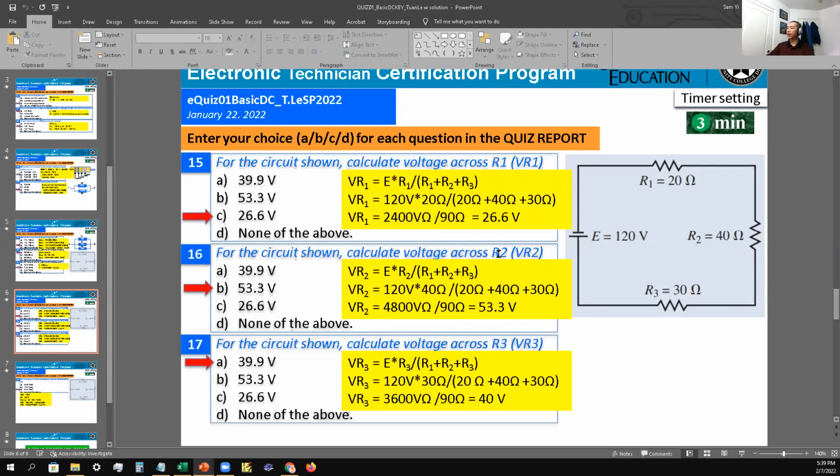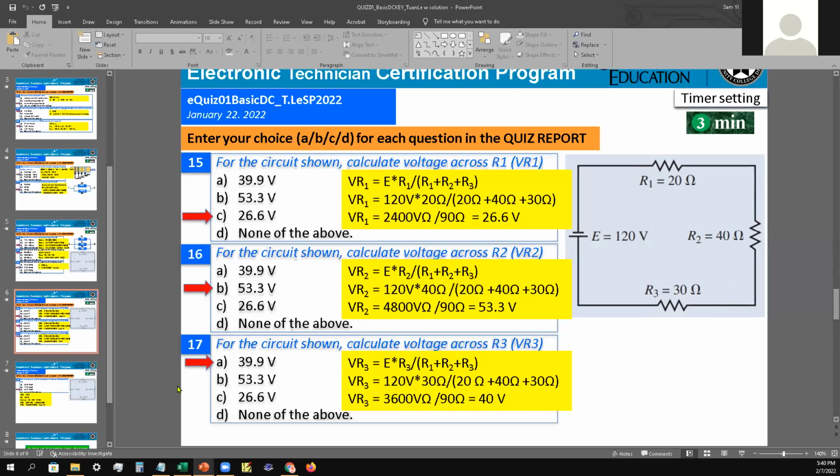Okay, number 16, calculate the voltage across R2. R2 is 40 ohms. So if you take 1.33 times 40, it's approximately 53.3 volts. So the answer is B as in Bob for number 16. Number 17, for the circuit shown, calculate the voltage across R3, or VR3. If we take 30 times 1.33, it comes out to about 40 volts, or 39.999. So the answer is A as in apple for number 17. Any question on number 15, 16, or 17?